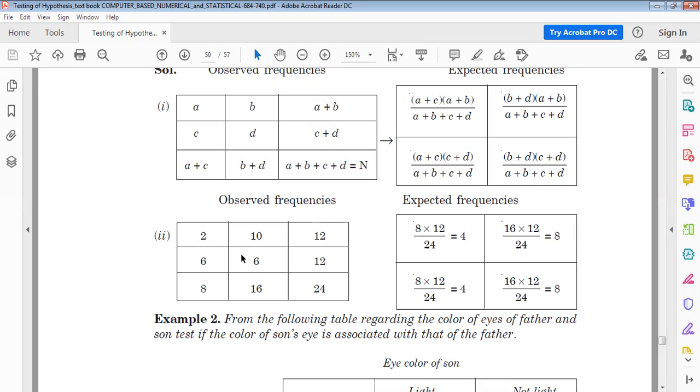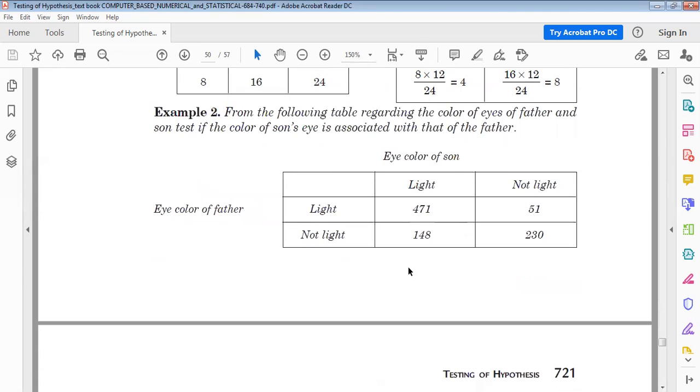Now how will the expected value come? Expected value for 2: this sum multiplied by this sum divided by the whole sum. Okay. And the expected value of this will be what? This sum multiplied by this sum divided by the whole sum. Understand? The expected value of this will be what? This sum multiplied by this sum divided by the whole sum. We get this. Now the expected value of this will be what? This sum multiplied by this sum divided by the whole sum. Understand? Now we'll try to apply this process to solve the next example of the chi-square test.